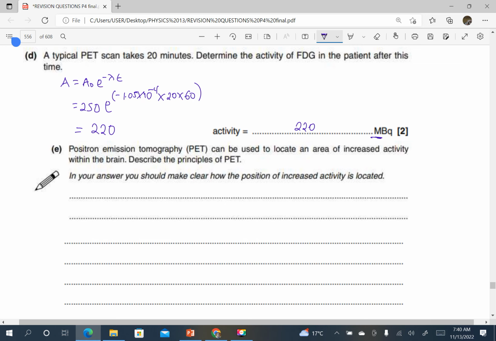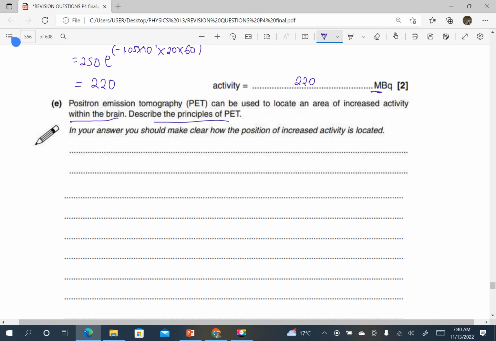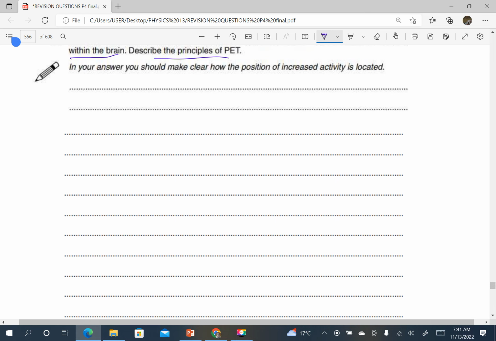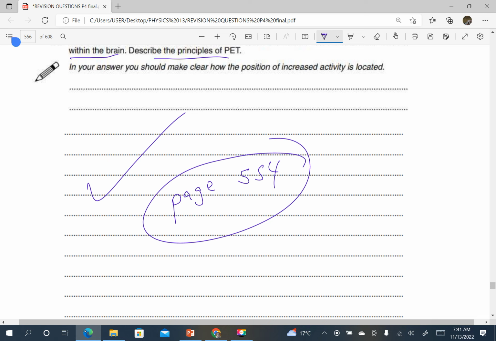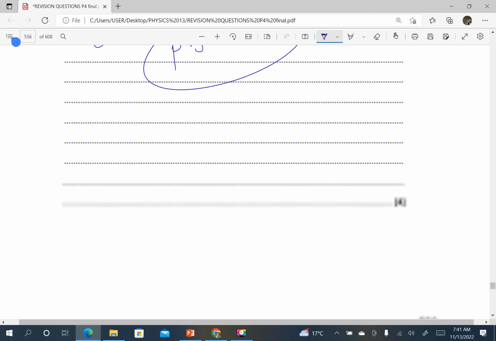Positron emission tomography can be used to locate the area of increased activity within the brain. Describe the principles of PET scan. In your answer, you should make clear how the position of increased activity is located. So we have answered a similar question on page 554. So that one, I will not repeat it. It will be wasting a lot of time. So you just refer to the previous question, page 554.